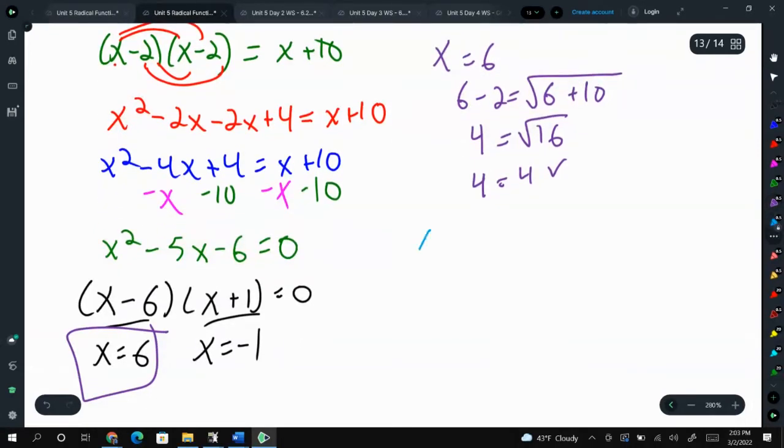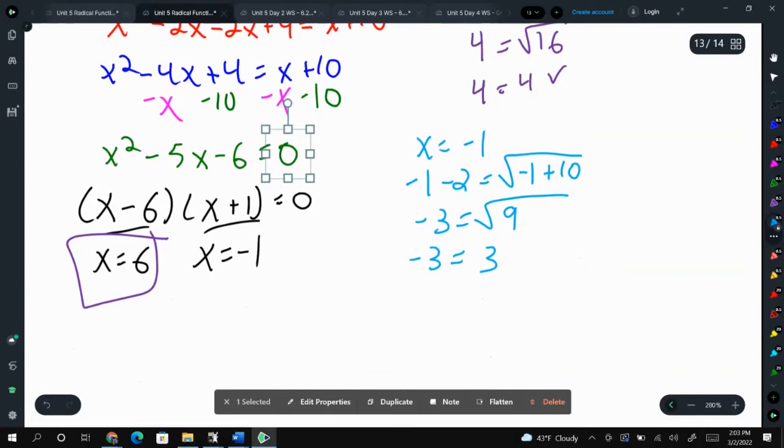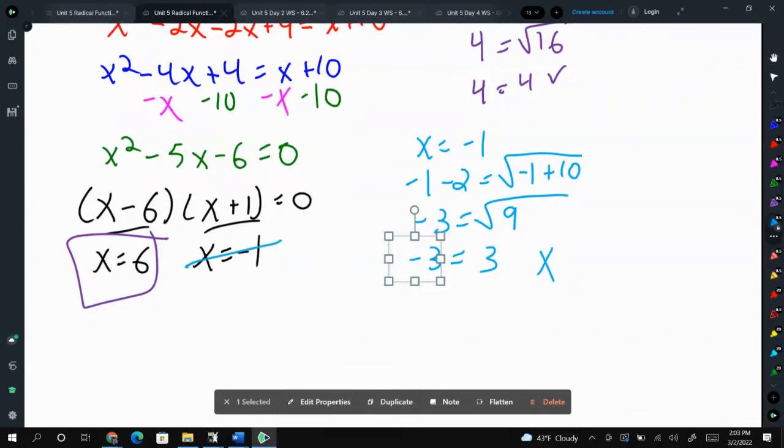Now we're going to try x equals negative 1. So negative 1 minus 2 equals the square root of negative 1 plus 10. Negative 1 minus 2 is negative 3. The square root of negative 1 plus 10 is 9. Negative 3 equals the square root of 9, which is positive 3. That is not true. Negative 3 does not equal 3. So nope, this is not a solution. It doesn't work. We only have x equals 6.